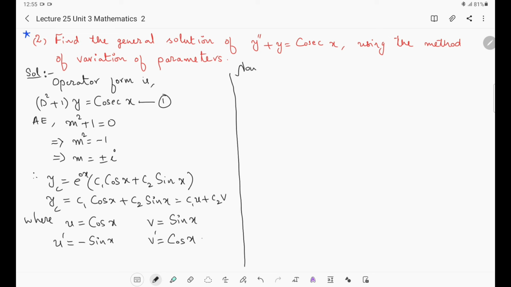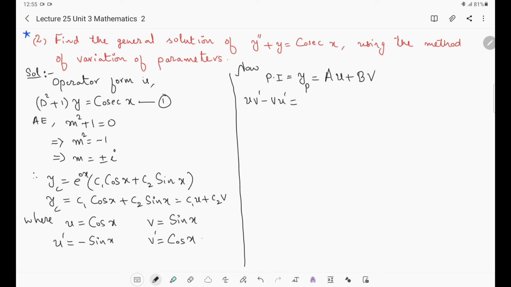Now the particular integral, which is yp, is given by au plus bv. According to the method of variation of parameters, these parameters c1 and c2 should be replaced with capital A and capital B, where A and B are given by integrals, right? But those integrals involve the term u v dash minus v u dash. So that is why we are evaluating this.